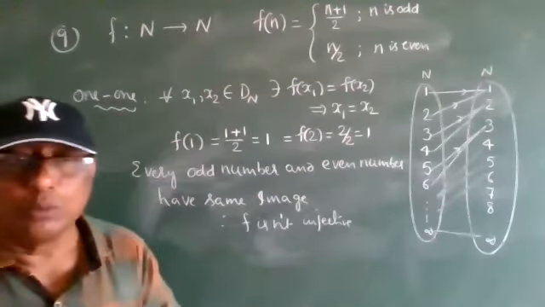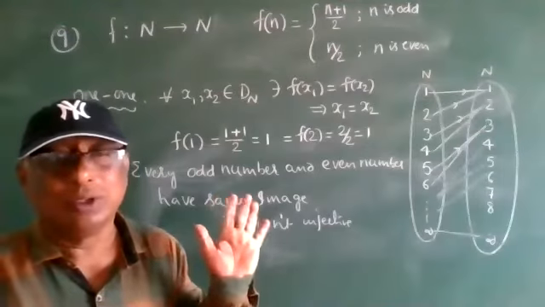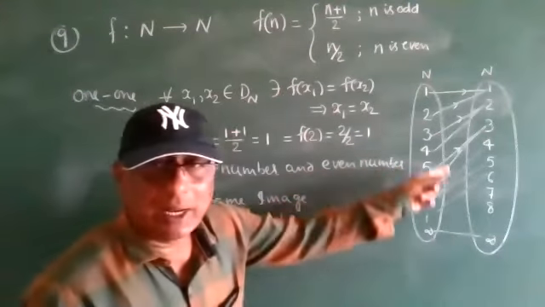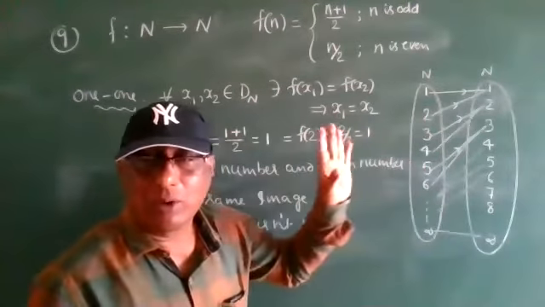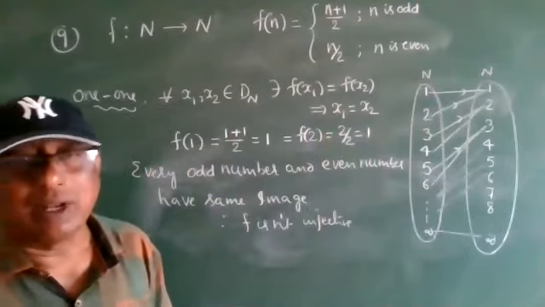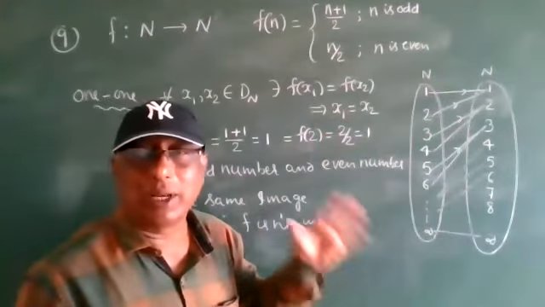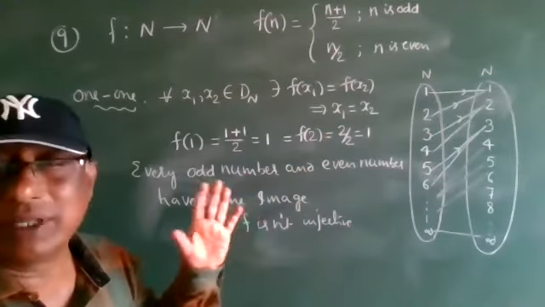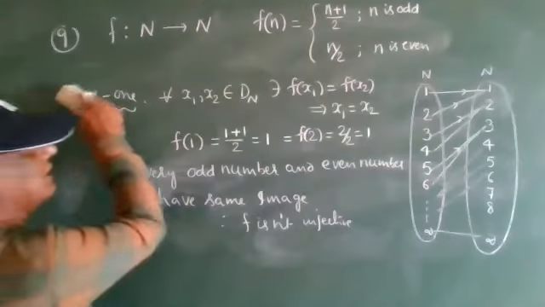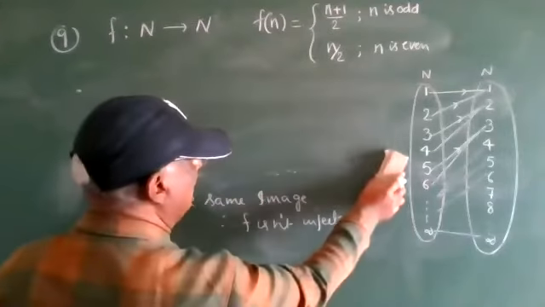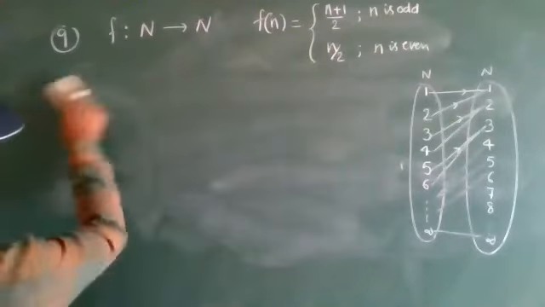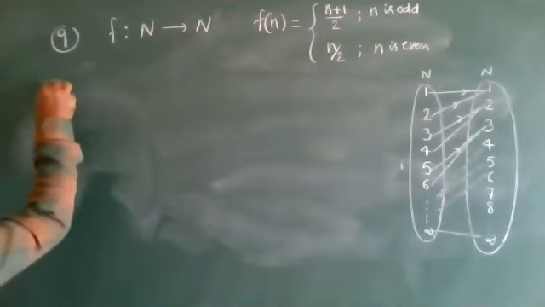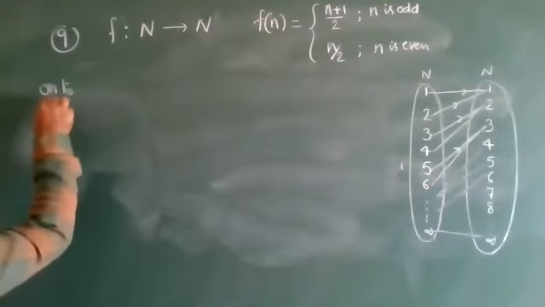Is f onto? Onto means the codomain and the range are both equal. How can you write the onto relation? Everyone see, observe the onto relation.